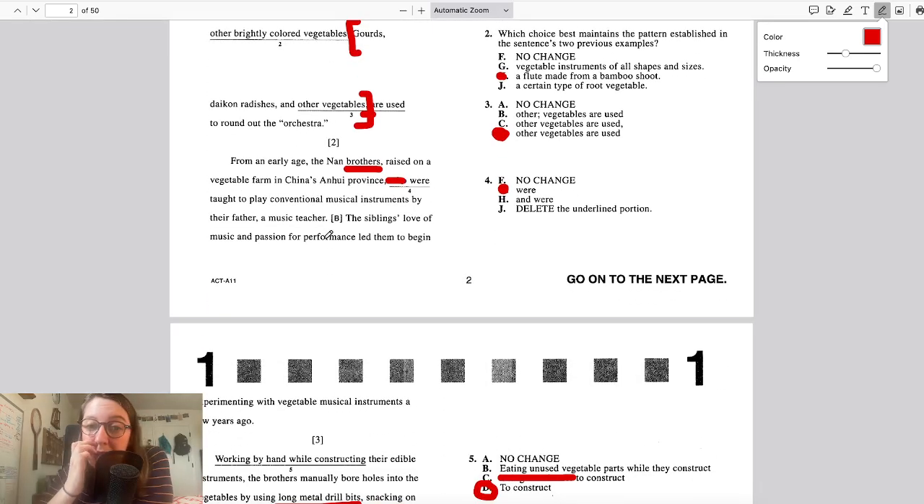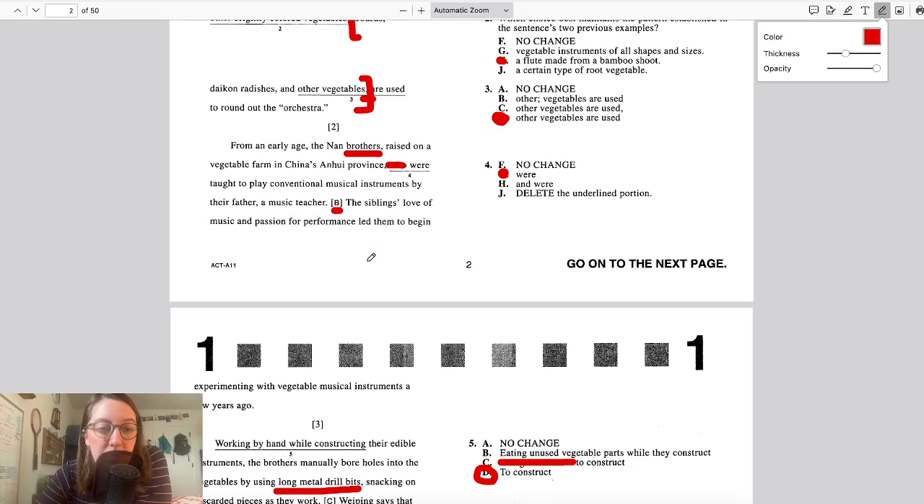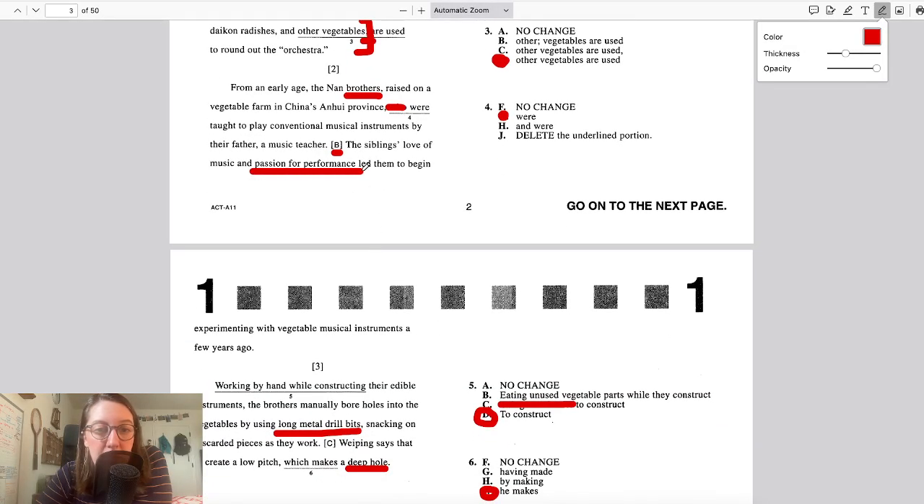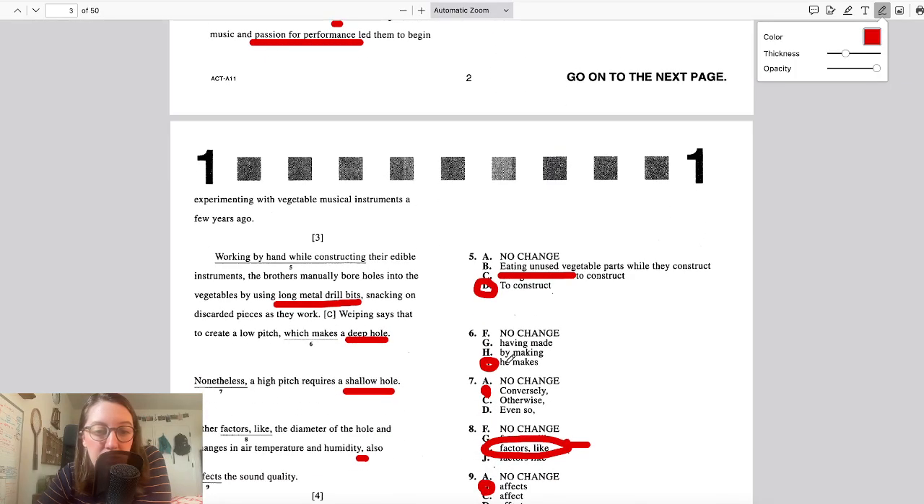So B says they were taught to play conventional musical instruments by their father, a music teacher. As kids, they were part of this theater troupe. The siblings' love of music and passion for performance led them to begin experimenting with vegetable musical instruments a few years ago. Cool. So this is more relevant, right? Because they mention a passion for performance. So it's kind of detailing how they got started.